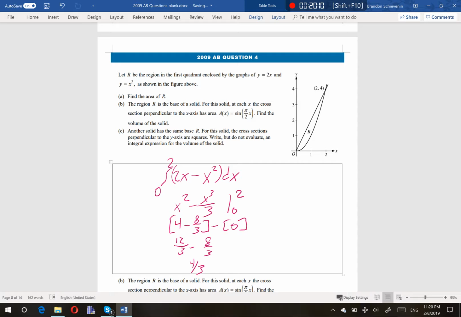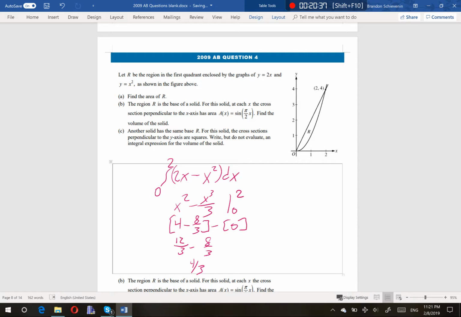Any questions on our area? No. All right. Next one, I want to find an equation for a volume. This time, R is going to be the base of a solid. For this solid, at each x, the cross-section perpendicular to the x-axis has an area of sine of pi halves x. I want to find the volume.